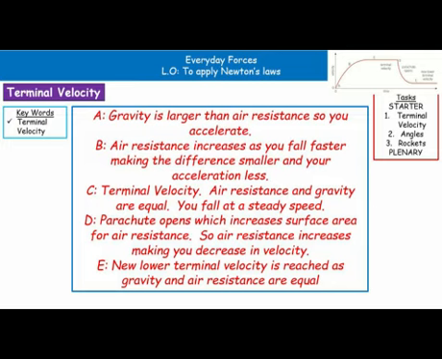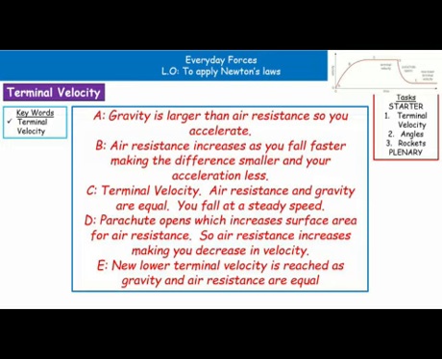At point D, we open our parachute, we had that label on the diagram there, and what happens at that point is we've got an increased surface area. Now, if we've got a larger surface area, that means we've got more air resistance. So you can see that dramatic decrease in velocity there because air resistance is greater than the force of gravity. So it slows you right down.